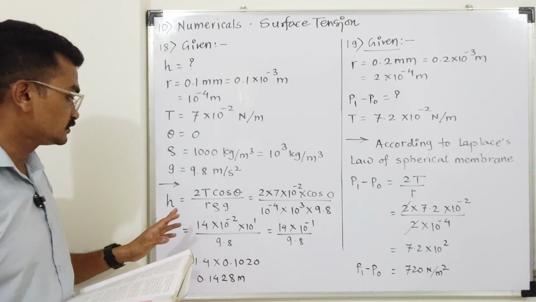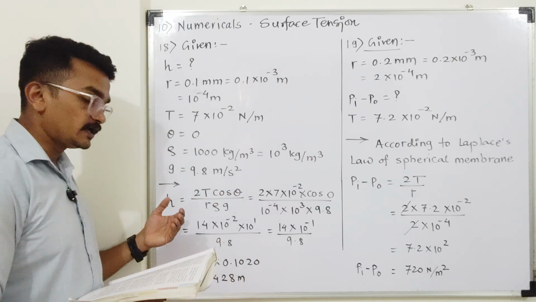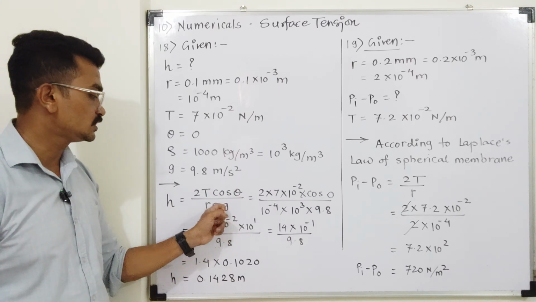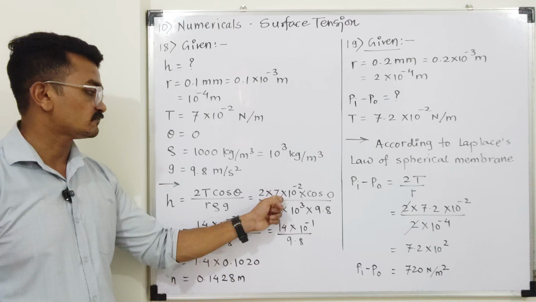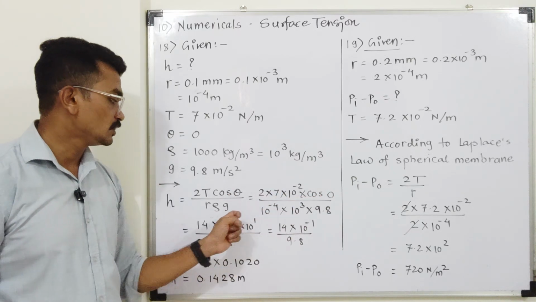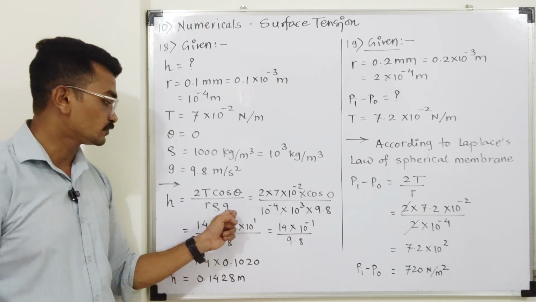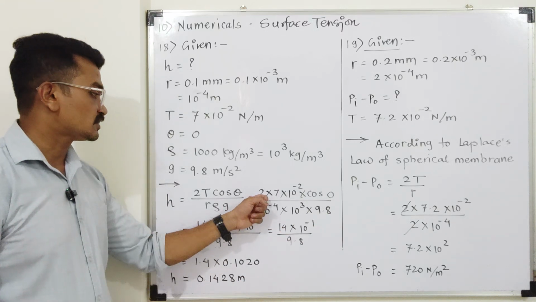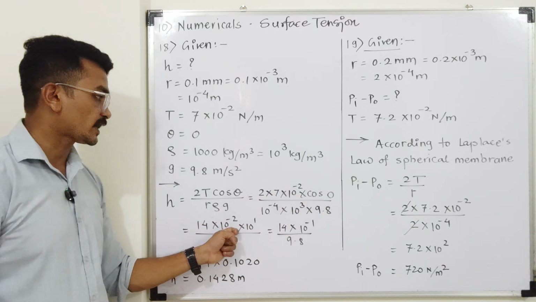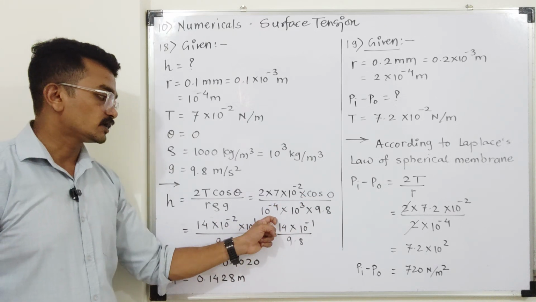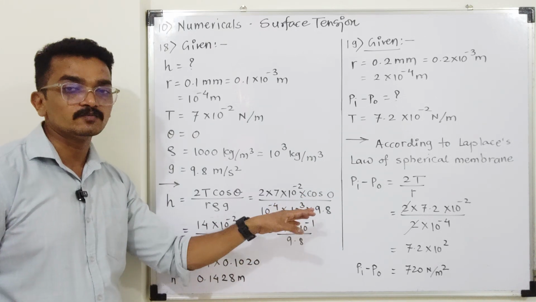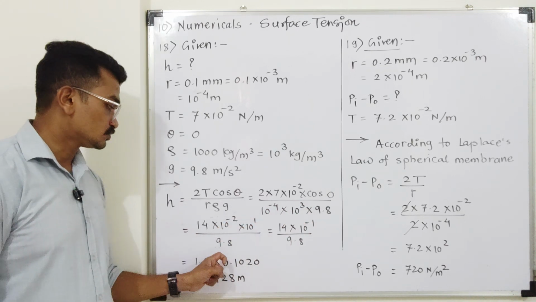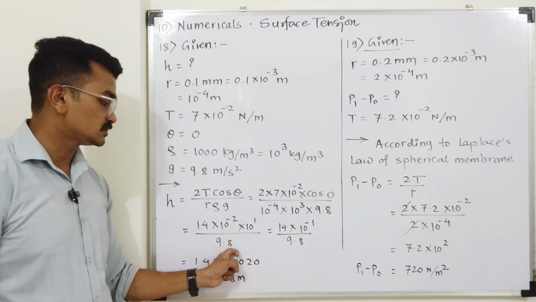So we have to calculate the height. Inside a capillary tube, the height or rise of a liquid, H is equal to 2T cos theta upon r rho g. 2 is as it is, T is 7 into 10 to minus 2, cos theta is cos 0, upon r is 10 to minus 4, rho is 10 to 3, and g is 9.8. So 7 2s are 14 and 10 to minus 2 is as it is, cos 0 is 1. Okay, so 10 to minus 4 and 10 to 3 become 10 to minus 1 in the denominator. In the numerator it becomes 10 to 1. And the 9.8 is as it is in the denominator.